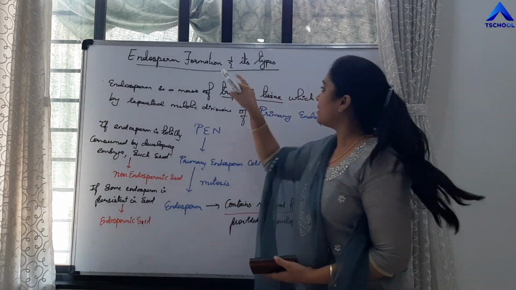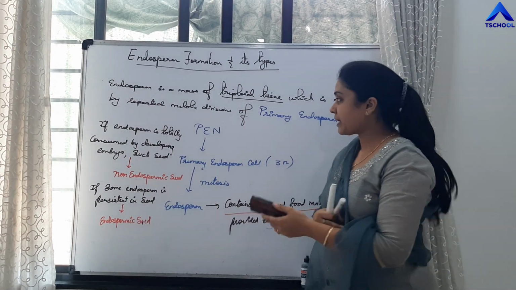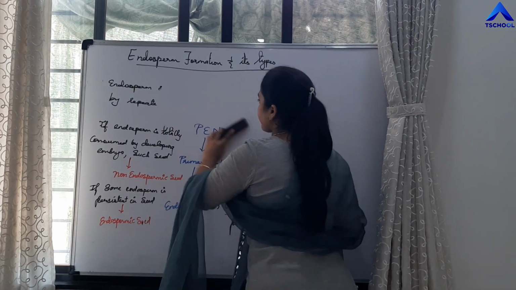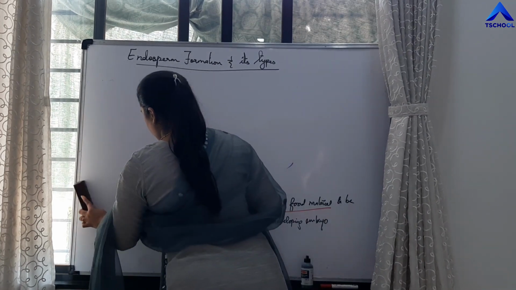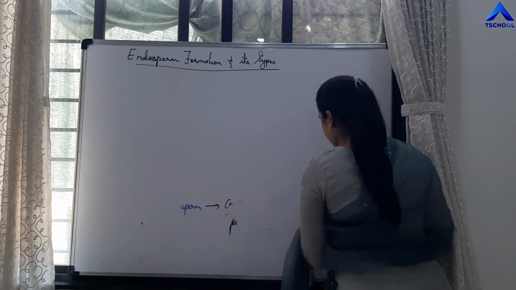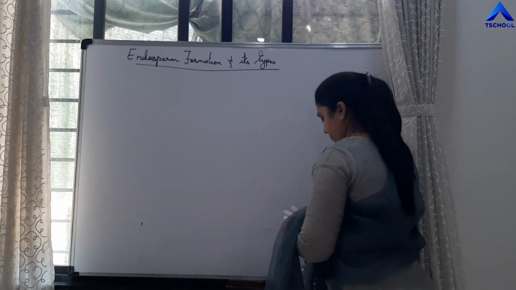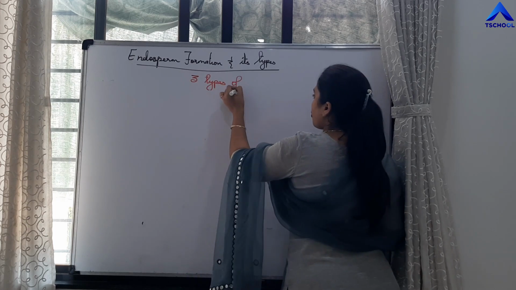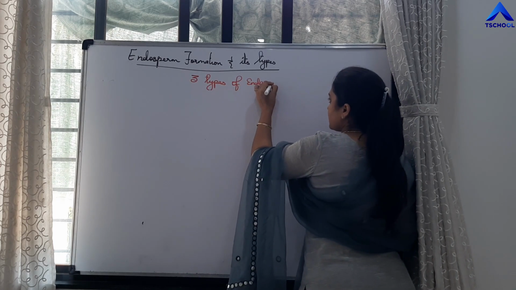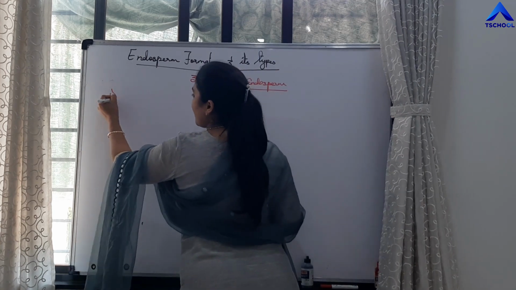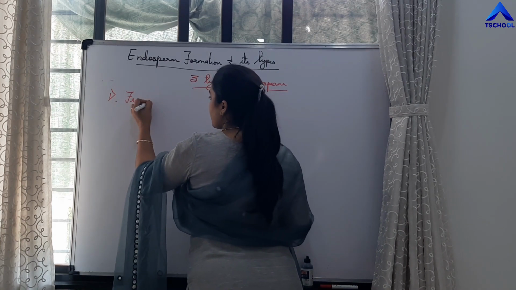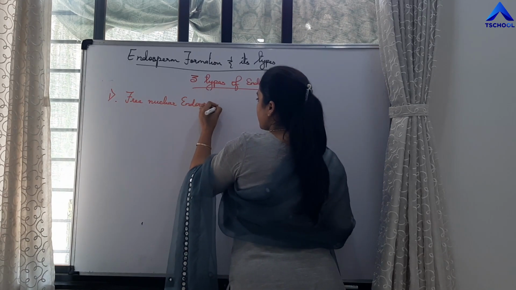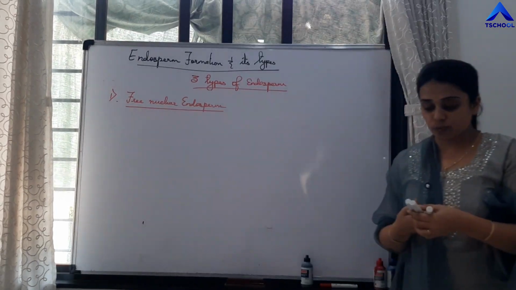When we are seeing this topic, let's say there are different types of endosperms also, right? So there are mainly three types of endosperm. The first one is called free nuclear endosperm. What is free nuclear endosperm?